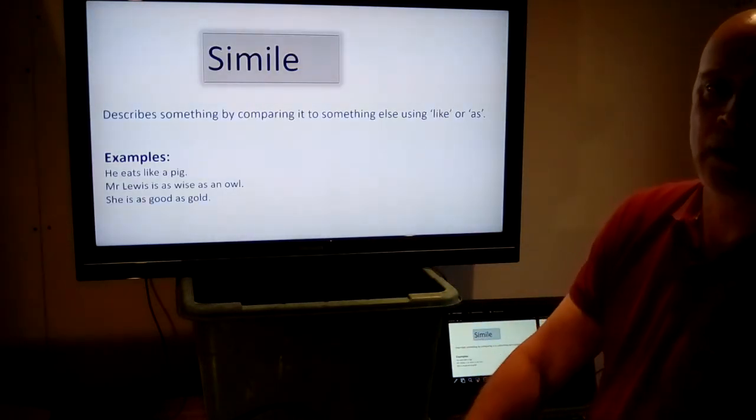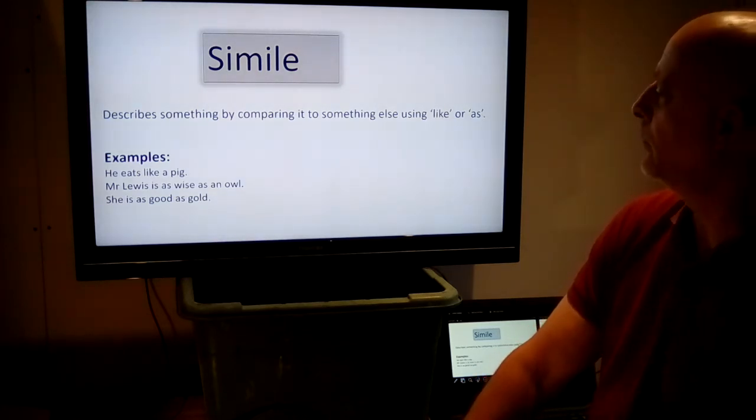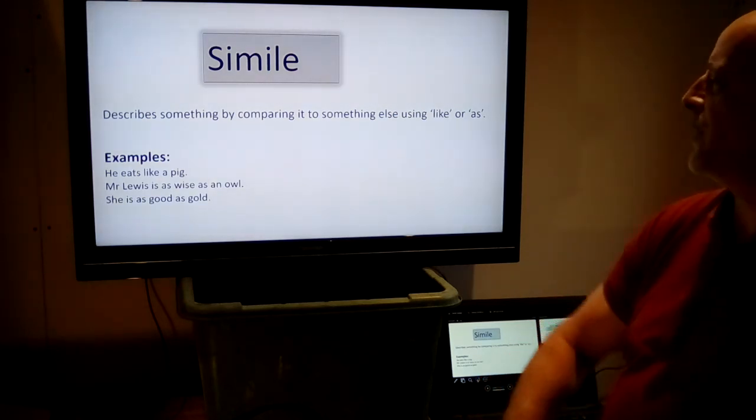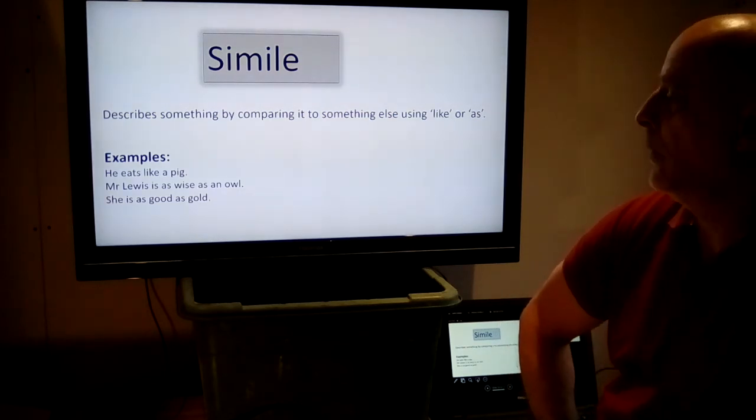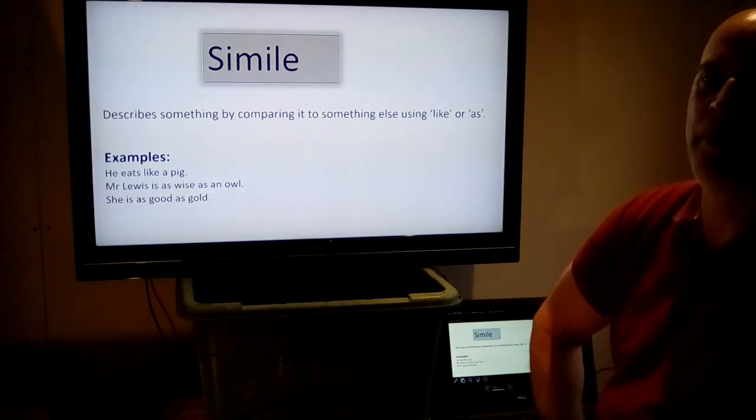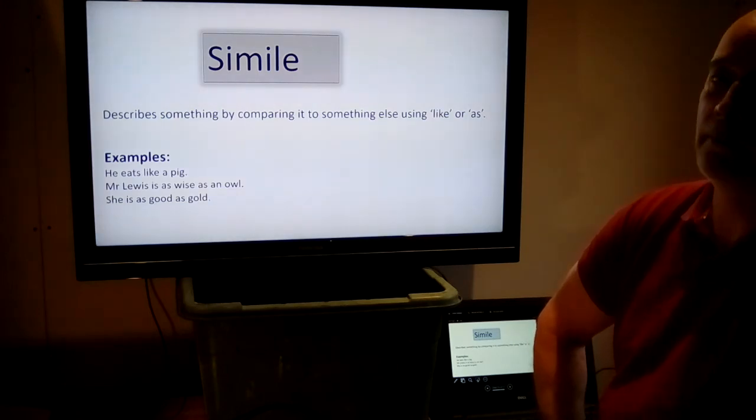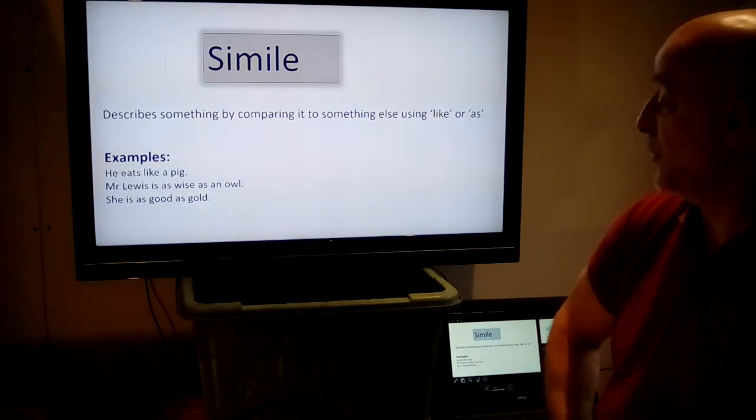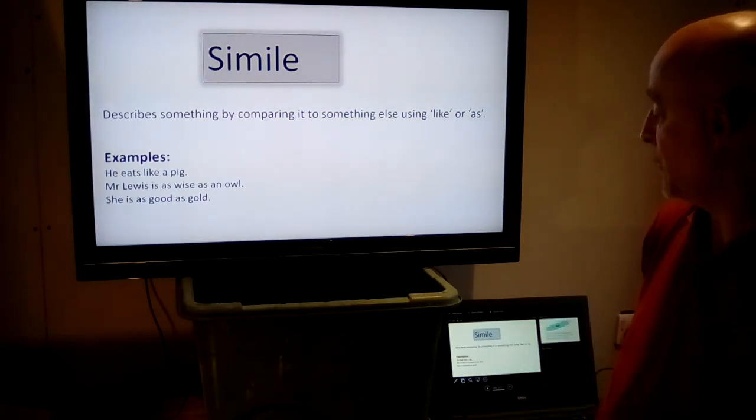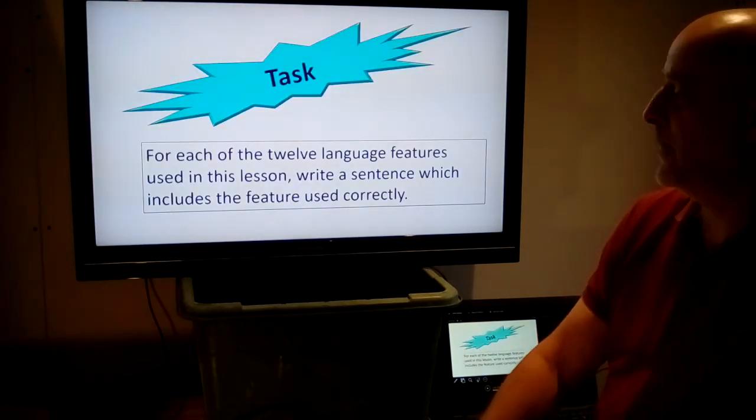Simile, the one that goes hand in hand with metaphors but often confuses people. The simile describes something by comparing it to something else using like or as. And my examples here: he eats like a pig. Mr. Lewis is as wise as an owl. She is as good as gold. Like or as.